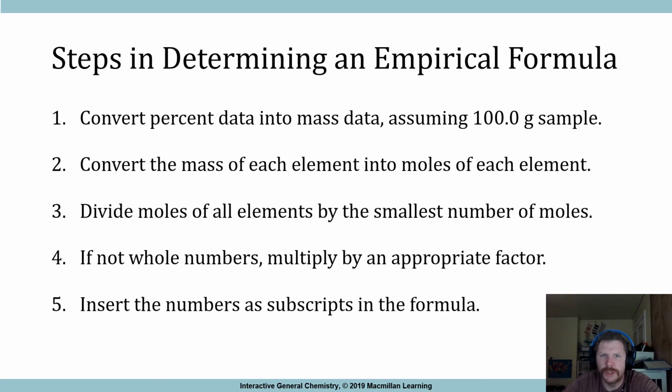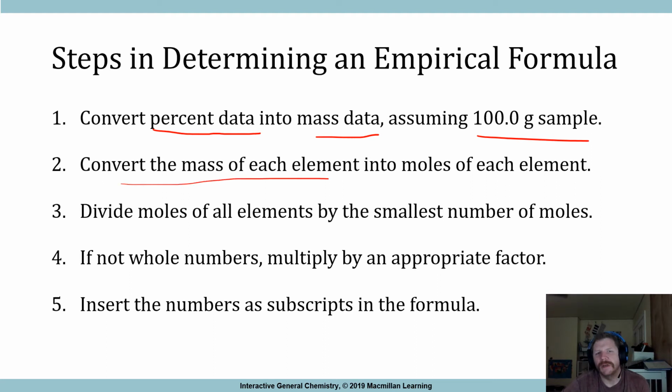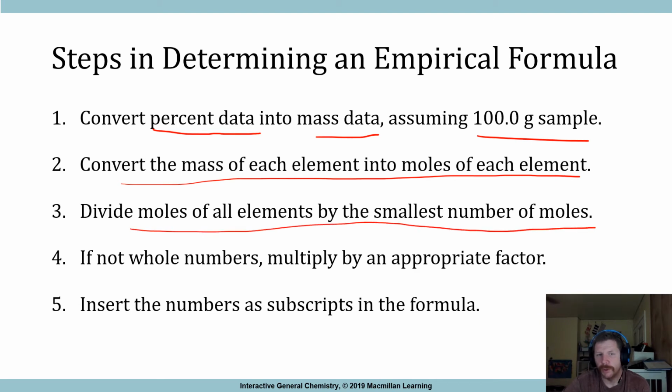Now, your steps in determining an empirical formula. What you're going to be given generally is percent data. So you're going to convert that percent data into mass data, and you're going to assume that your sample is 100 grams. Now you convert the mass of each element into moles of each element. Divide moles of all elements by the smaller number of moles. And if you don't see whole numbers, multiply it by an appropriate factor. Insert the numbers as subscripts in the corresponding formula.